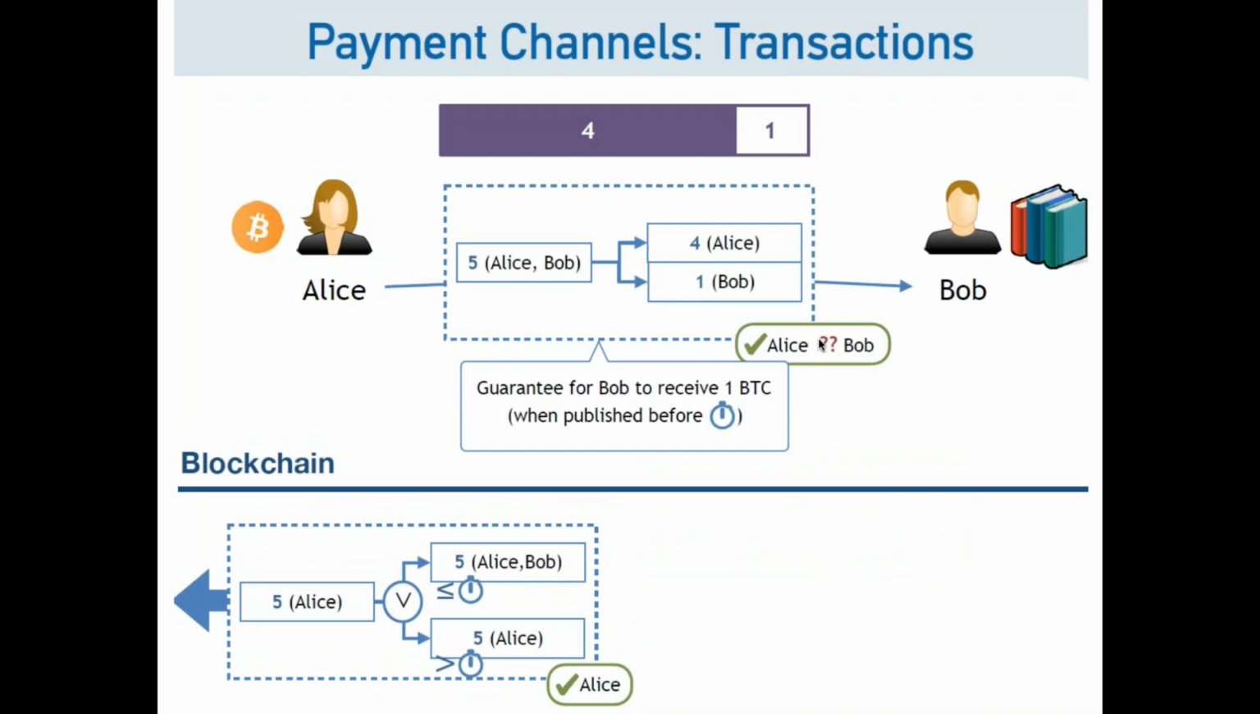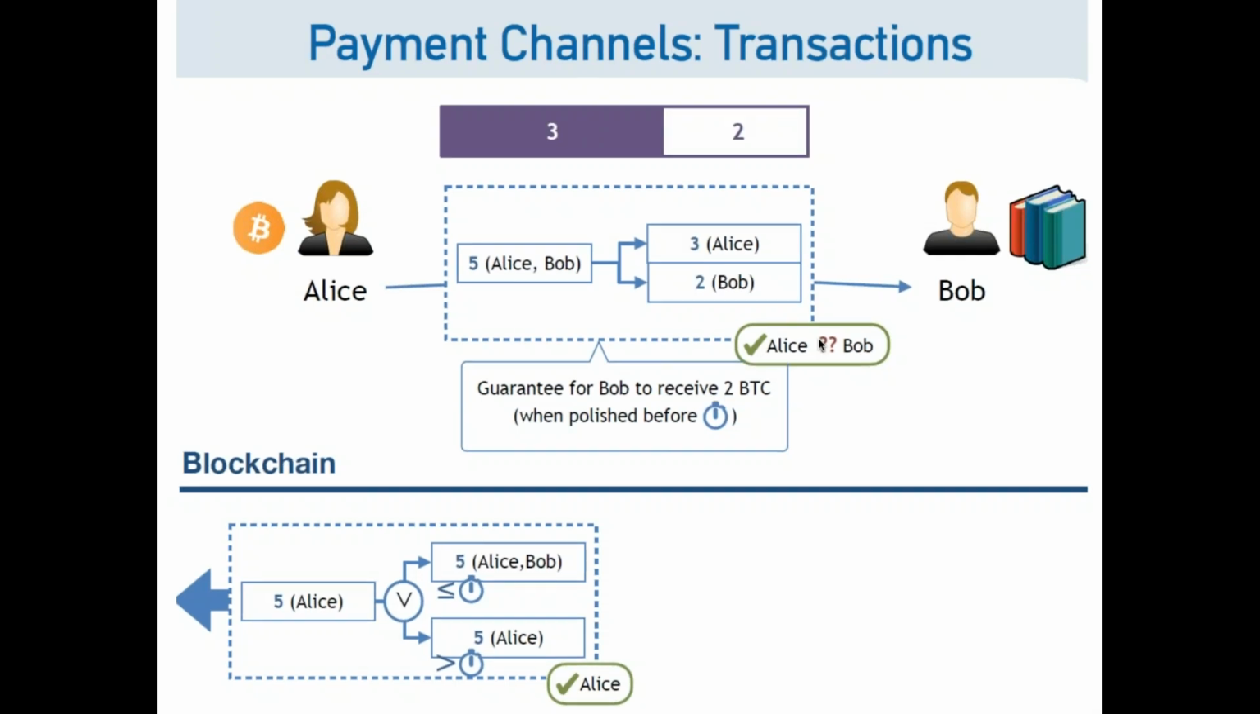Then after the channel setup, Alice and Bob can make unlimited transactions. Say here, Alice sent 1 coin to Bob, and the balance of Alice is 4, and Bob's balance is 1. And then transactions keep going, and the balance of Alice is 3, and Bob's balance is 2. And you can make more transactions here.